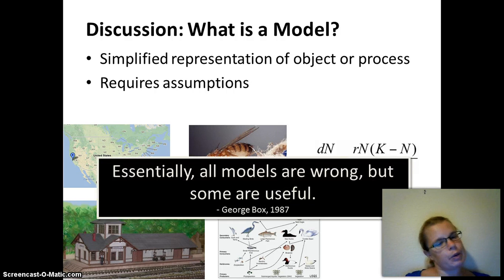So I really like this quote. Essentially, all models are wrong because they're not completely reality, but some are useful. Because honestly, it would be impossible to do anything with complete reality. It's so complicated. So you have to determine which assumptions are worth making, which assumptions are helpful, and which assumptions are going to completely obscure the kind of process that you're interested in.